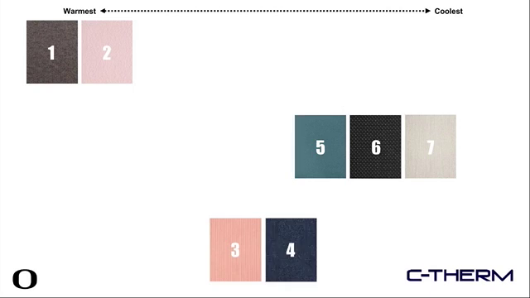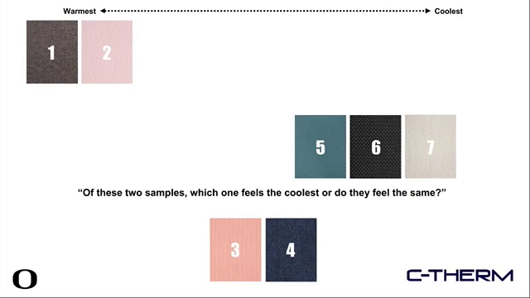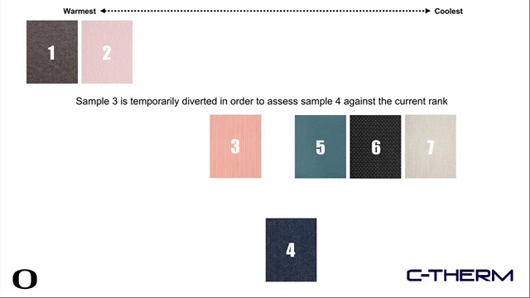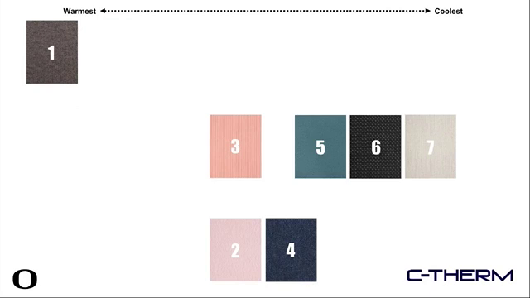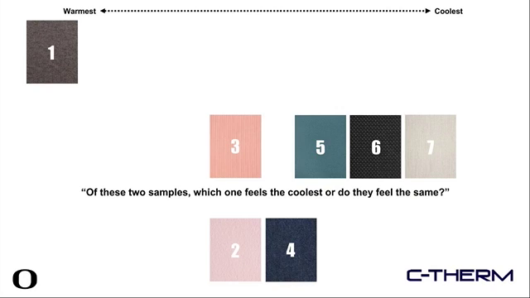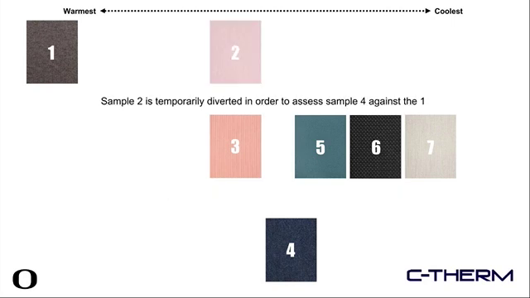We introduce sample 4, and we ask the same question of these two samples: which one feels the coolest, or do they feel the same? This time the subject says sample 3 feels cooler. So sample 3 is temporarily diverted in order to assess sample 4 against the current rank. We introduce 2 because we need to understand how 2 relates to 4. We ask the same question. Sample 2 feels cooler. So sample 2 is temporarily diverted in order to assess sample 4 against sample 1.